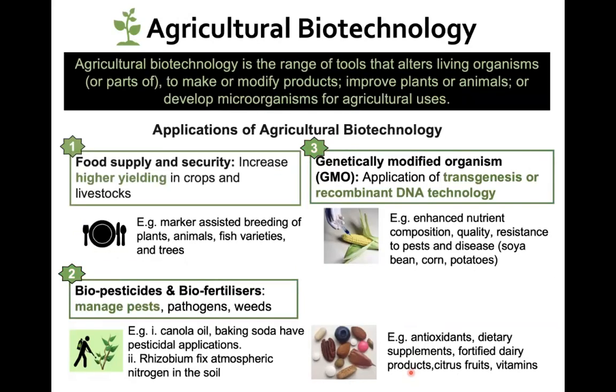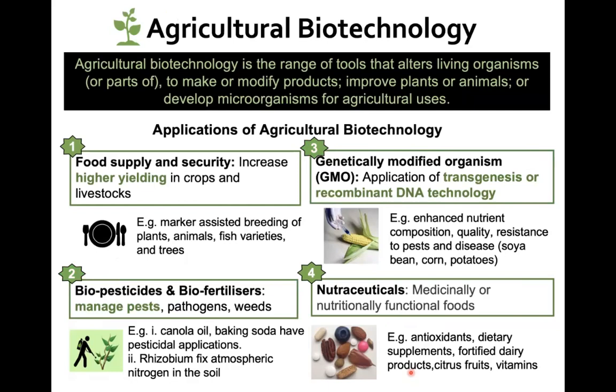Okay, next we have agricultural biotechnology. Okay, agricultural biotechnology is the range of tools that alters the living organisms to make or modify products, also to improve the plants or animals, or also to develop microorganisms for agricultural use. Okay, sama juga lebih kurang macam marine. Okay, so actually for food supply and security, dia nak increase higher yielding in crops and livestock.